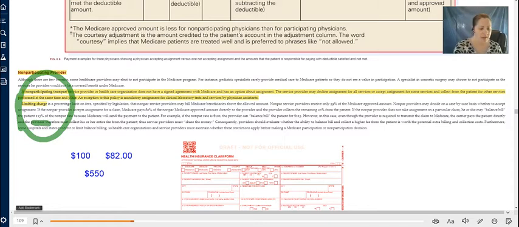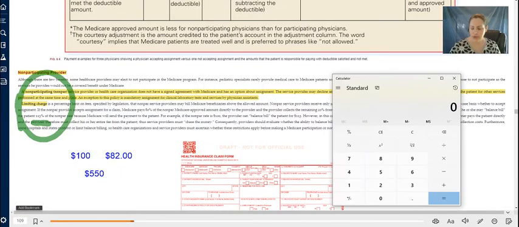115%. So we're going to take that $82 times 1.15. You can charge them $94.30. That's it.